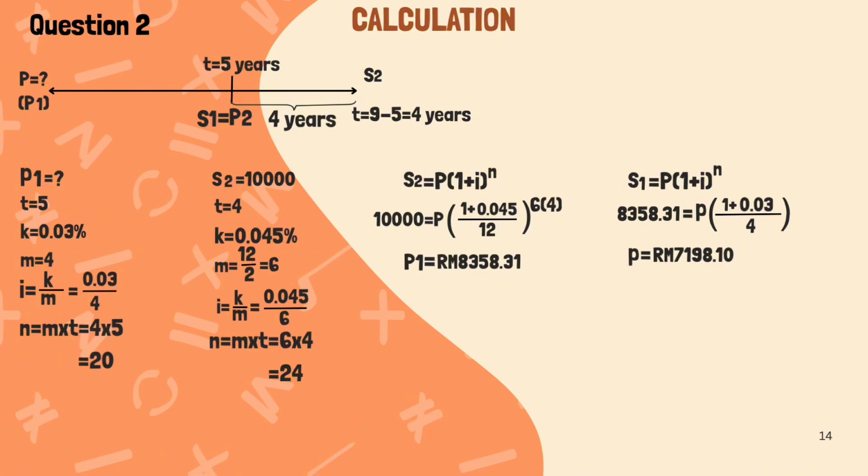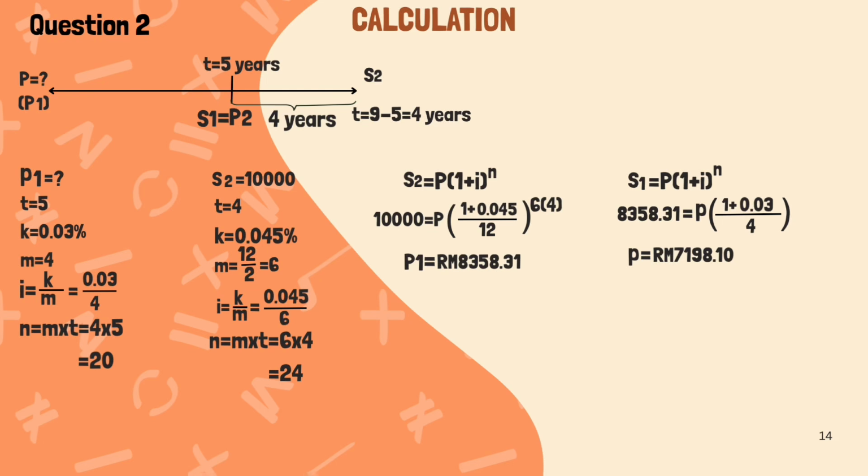So, for this question, we need to find the initial principal, which is P1. The total investment period is 9 years, but it's divided into two parts: the first 5 years and the next 4 years. Let's start with the second part first. The future value S2 is 10,000, the interest rate K is 4.5% and it's compounded every 2 months. So, m is 6 and that means i equals K divided by m, 0.045 divided by 6, which gives 0.0075.